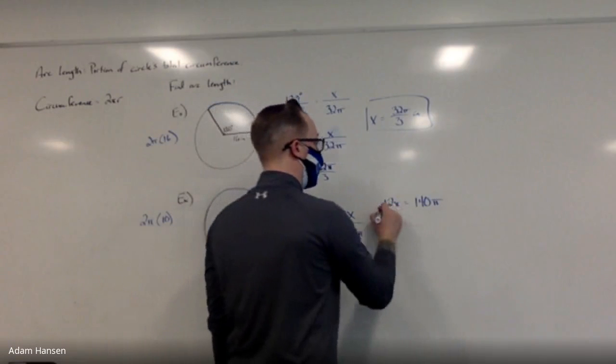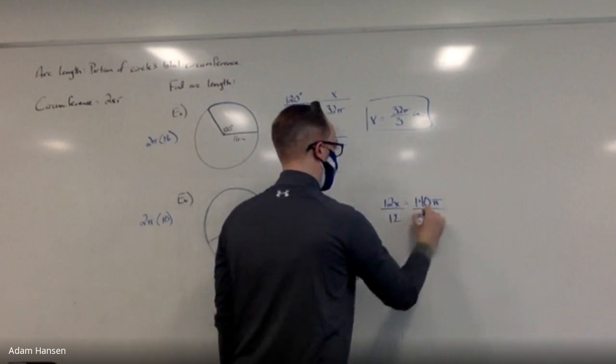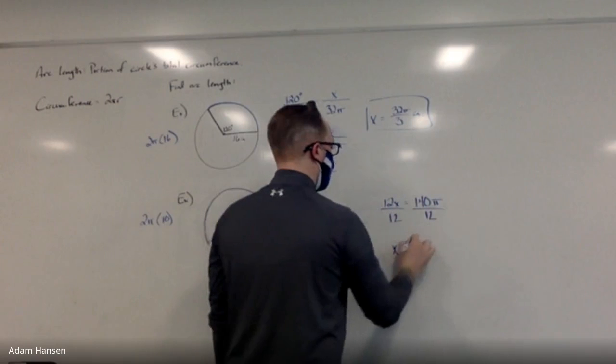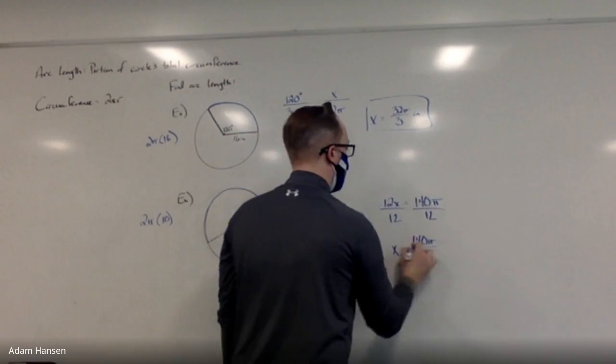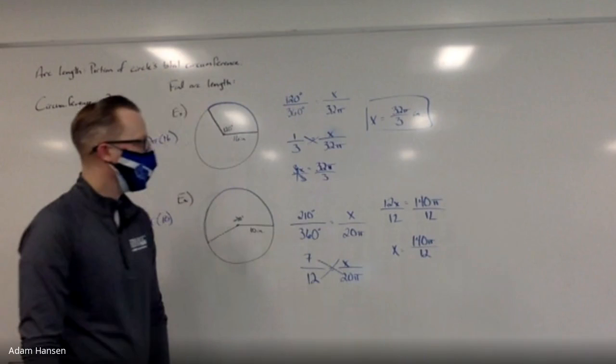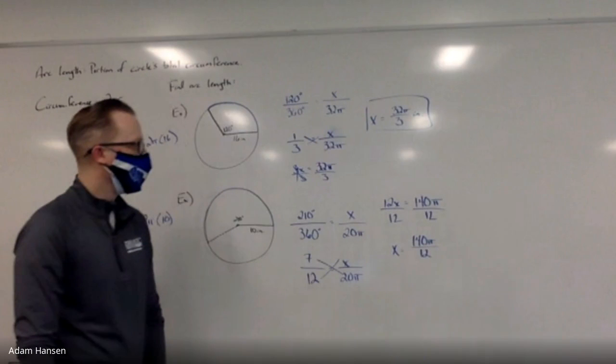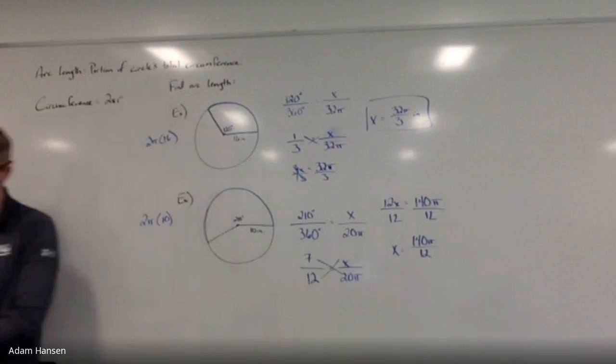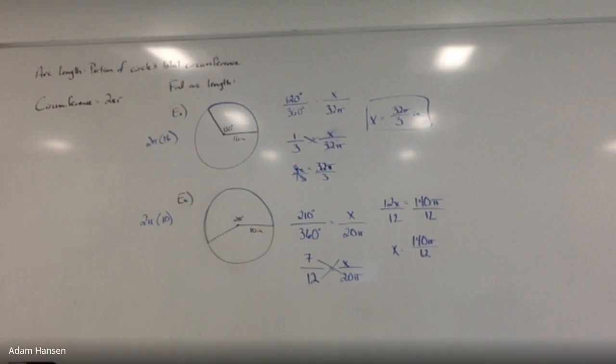Divide by what? 12. x equals 140 pi over 12. I believe 140 over 4. What can I divide 140 and 12 by? 2? 2 would work. Let's get there a little bit faster. Let's try and divide 4 into it.